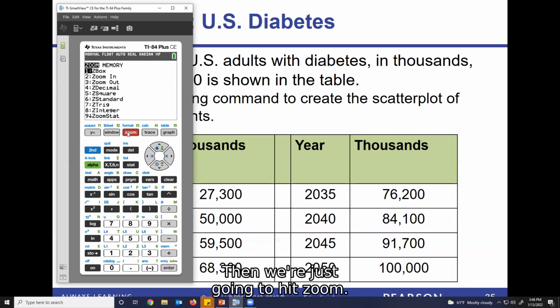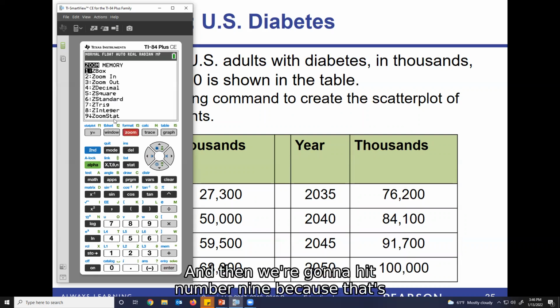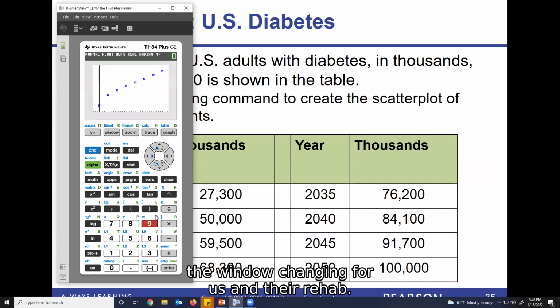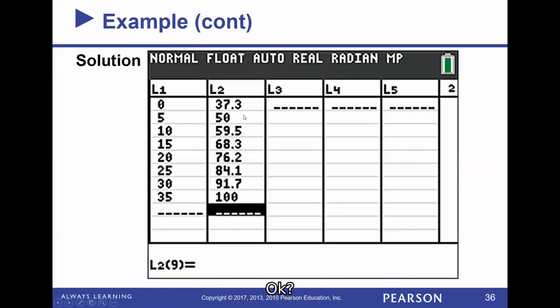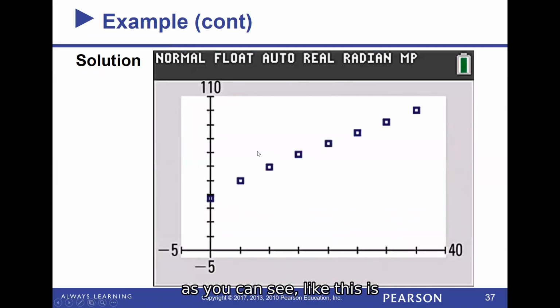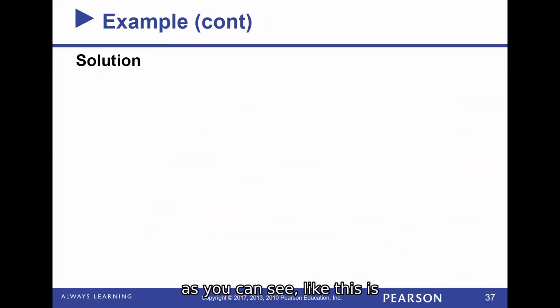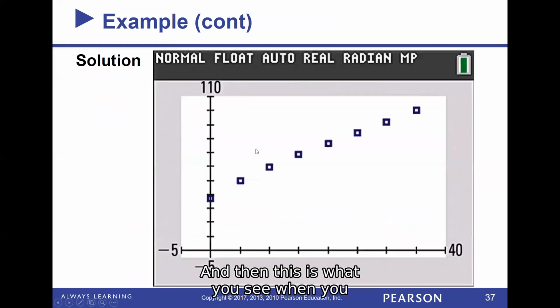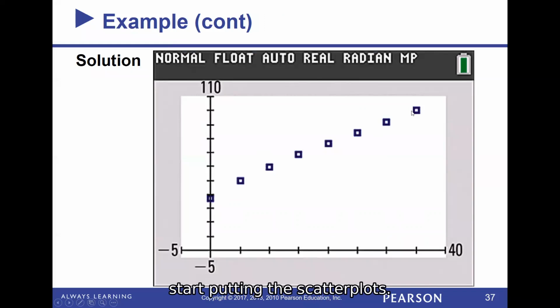And then we're just going to hit zoom, and then we're going to hit number 9, because that's going to be the stat one, and the calculator is going to do the window changing for us. And there we have it. We've just created our first scatter plot. Okay, so when you plug stuff in, as you can see, this is basically what you see when you start plugging things in. And then this is what you see when you start putting the scatter plots.